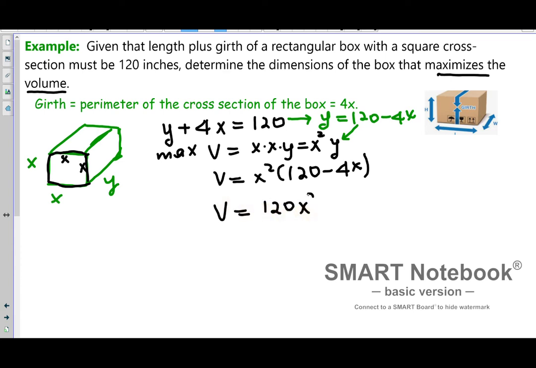So I will distribute this. Now here's my important question to you. Should I be setting this equal to 0? And the answer is not yet, not the volume function. What should I be doing first? Take the first derivative of the volume function and set that equal to 0. So we're going to set v prime equal to 0 to find the points on the volume function where the slope might be horizontal. Therefore, we're going to find the candidates for maximums and minimums. So take the derivative first: 240x minus 12x squared.